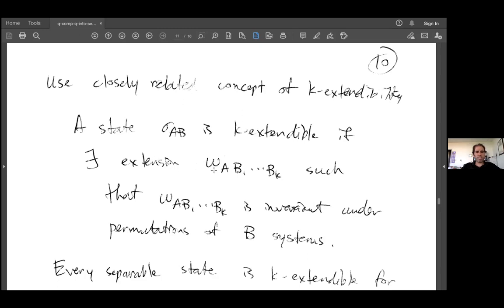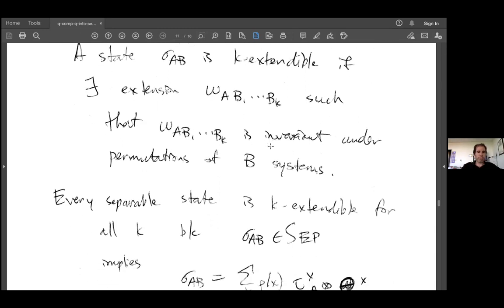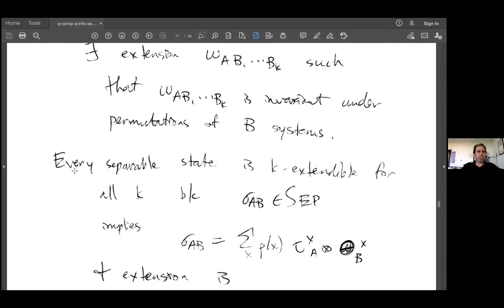So it should be an extension. And furthermore, this state should be invariant under an arbitrary permutation of the B systems. So you swap them around and it's invariant. Okay. And how is this connected to separability? Well, every separable state is K extendable for all K.